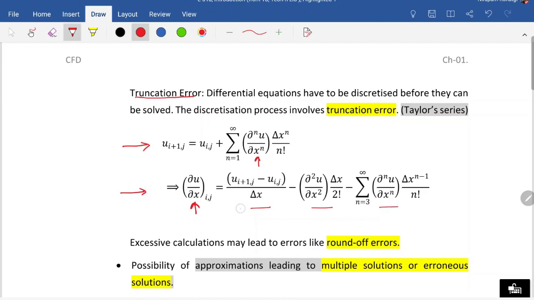We can write a differential term like this, and of course this can also be converted to an algebraic term. The terms which you leave out, because a Taylor series is an infinite series and you cannot take all of them, otherwise you cannot solve. So somewhere you stop, at the second, third or fourth term. But the impact of that is that some error is left. This is called truncation error, because you have truncated the equation from here.